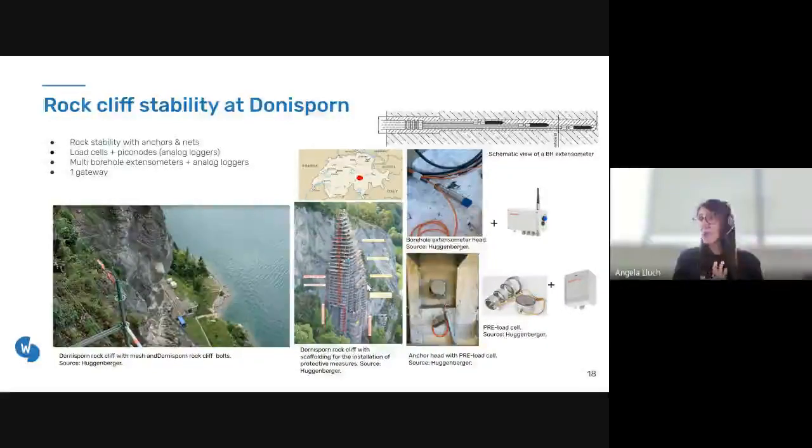In relation to the monitoring, some of these ground anchors were monitored with load cells connected to analog data loggers, with the idea to see whether any further preventive measures were needed. And also borehole extensometers connected to analog data loggers were installed. We can see on this other image, on top on the right-hand side, the head of one of these borehole extensometers. Just above, we can see a schematic of this sensor.